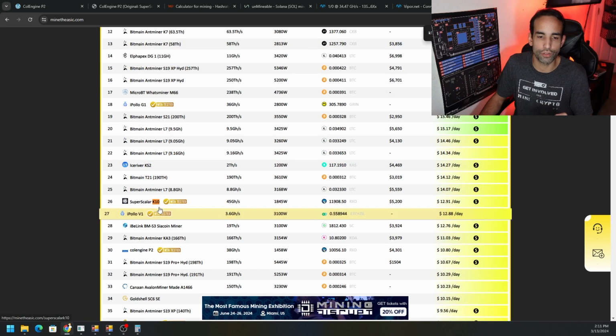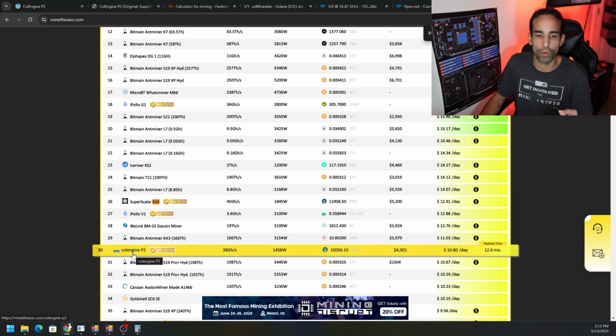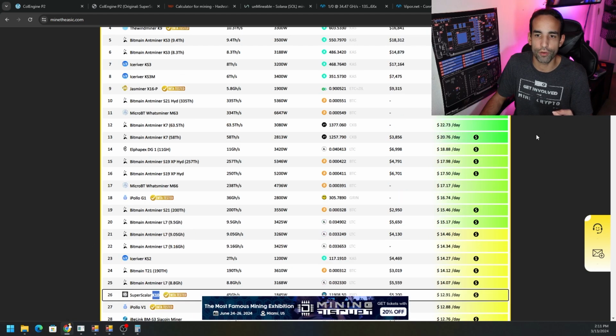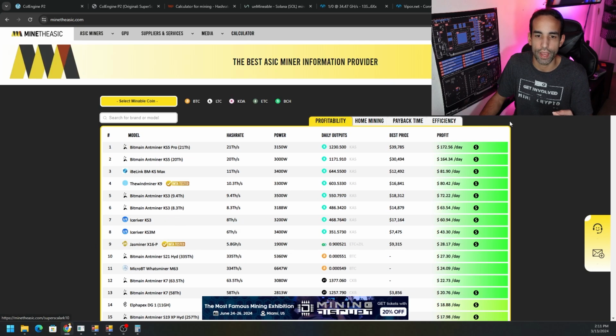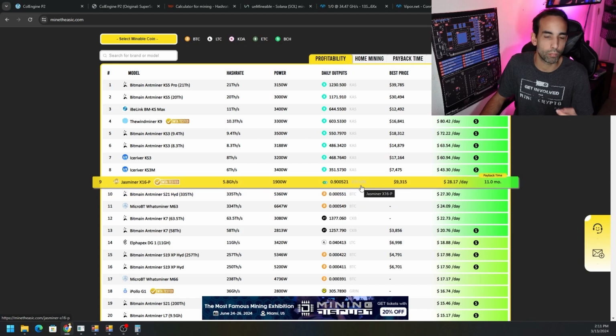You can see not only the Superscalar K10 is at the number 26 position, but its little brother, the ColEngine P2, is at number 30, with it averaging around $10.80 a day and payback time of 12.6 months. So under 500 days, around 500 days at 10 cent per kilowatt hour. But there are other miners that might be more attractive in this price point. So you always got to do what's best for you.